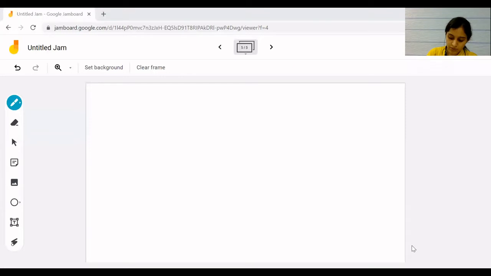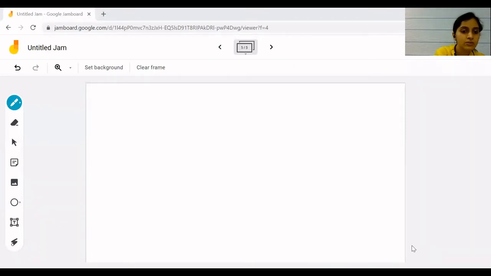Now I'm going to read out the example and make a table according to that. Let me just share the screen. Yes. So a manufacturer produces bicycles and tricycles, each of which must be processed through two machines, A and B.